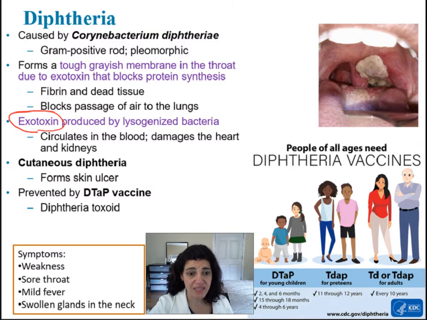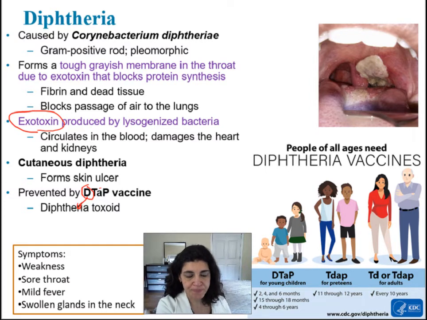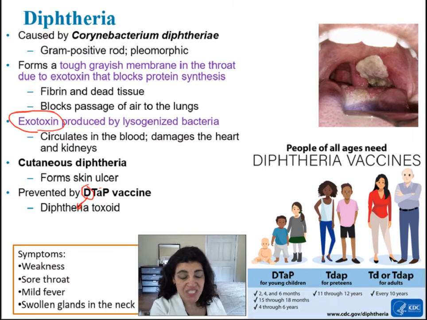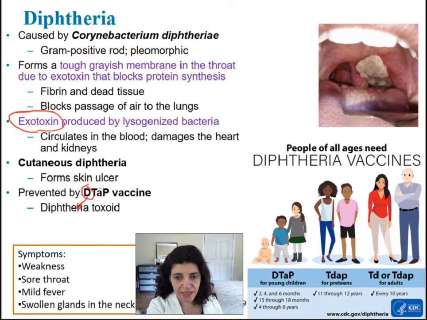Prevented by this vaccine that includes a diphtheria toxin, okay? So the D is for diphtheria toxin, T is for tetanus toxin, and AP is for the toxin from pertussis that we're going to talk about in a minute. Symptoms of diphtheria are weakness, sore throat, mild fever, swollen glands in the neck, and the vaccine is administered in kids at 2, 4, and 6 months, another dose between 15 and 18 months, and another dose between 4 years and 6 months.